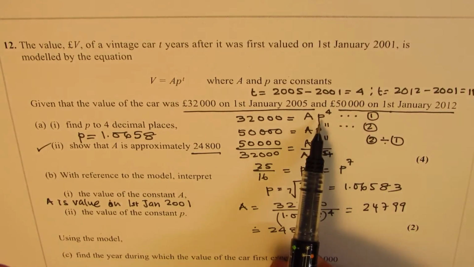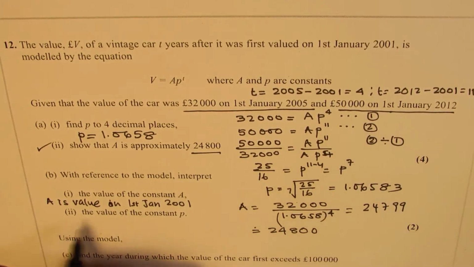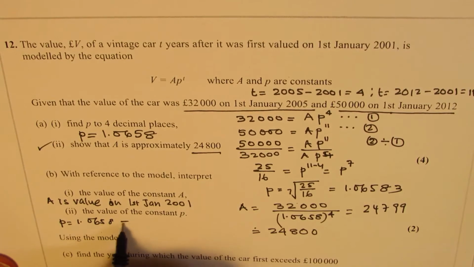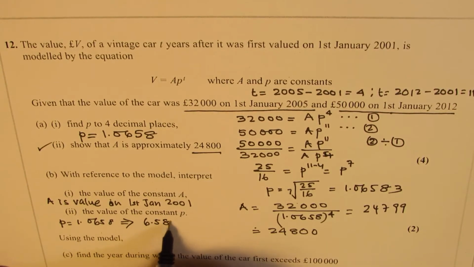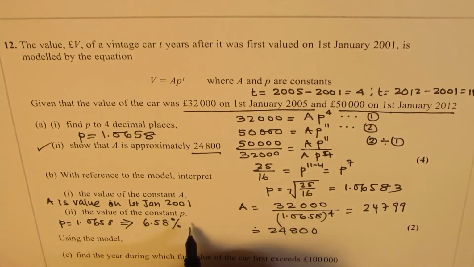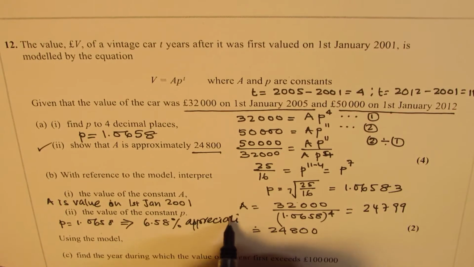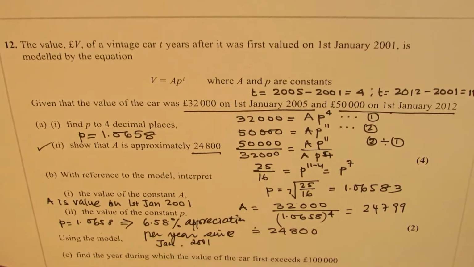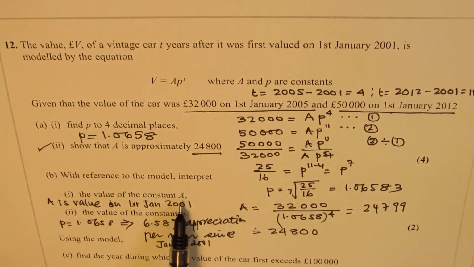And P is the rate at which it is growing, right? So growth rate. So the value of P, which is equal to 1.0658, indicates that there is 6.58%, you can say, growth or appreciation per year since 2001. You can say January 2001. Is that clear to you, right? So that is how we can interpret the values of A and P.